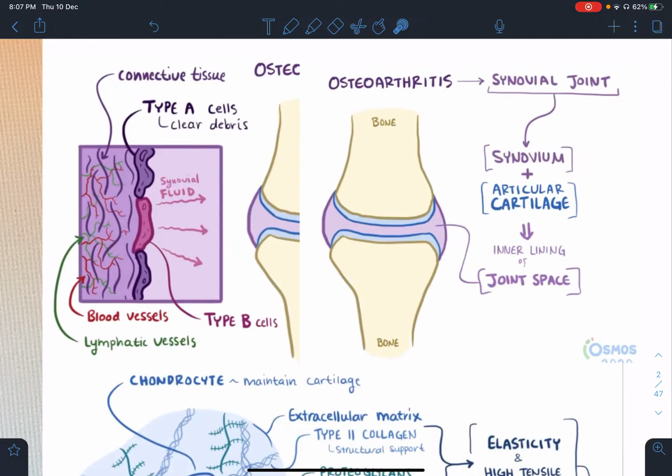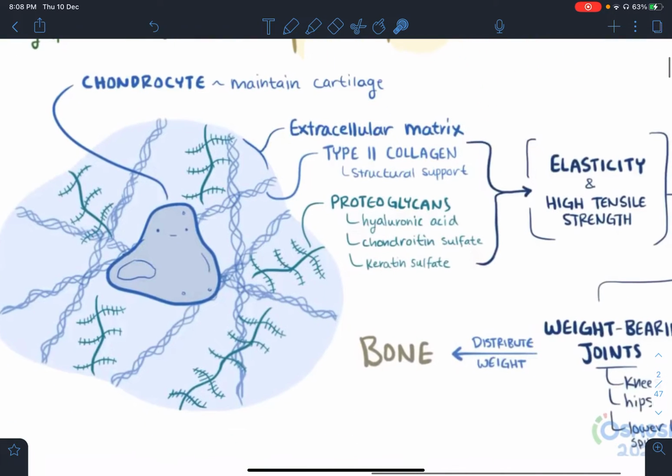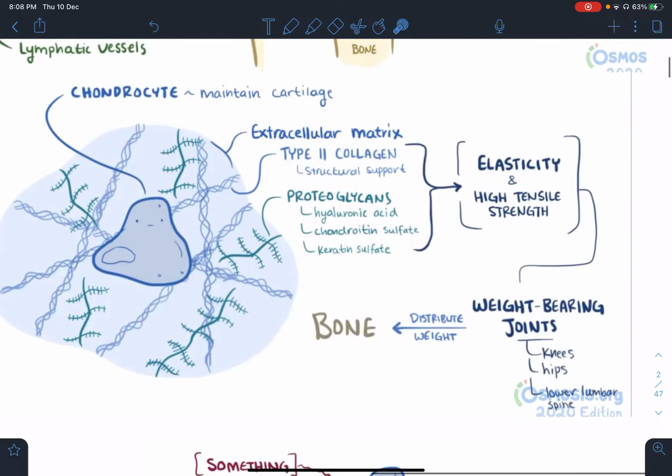So we talked about what's inside the synovium, and I want you to remember that the type A cells clear the debris, and type B cells are the ones secreting the synovial fluid. For the articular cartilage, the hyaline cartilage is a connective tissue. In this connective tissue, we have cells. We have here the chondrocyte. It's a cartilage cell. It maintains the cartilage, and we have an extracellular matrix, as in any type of connective tissue. An extracellular matrix includes fibers and ground substance.